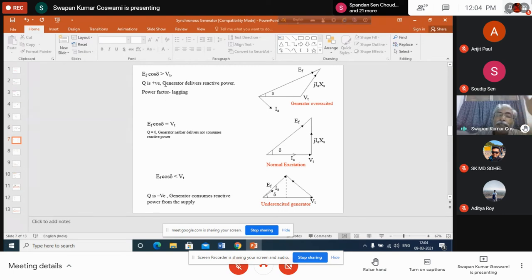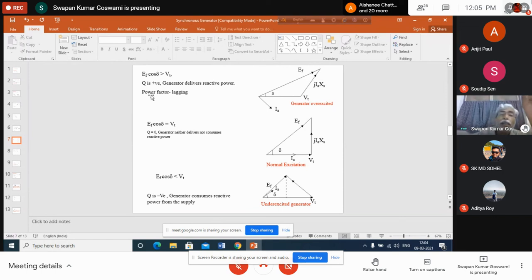That means we have written the expression for P plus JQ. If you remember, from the phasor diagram we derived the equivalent circuit, and there we developed the active and reactive power equations. Which active and reactive power? Active power delivered by the generator and reactive power also delivered by the generator. When the reactive power is delivered by the generator, we say that is the positive reactive power. So here, when EF cosine delta is greater than Vt, the generator will deliver reactive power. Am I clear? Generator will deliver reactive power.